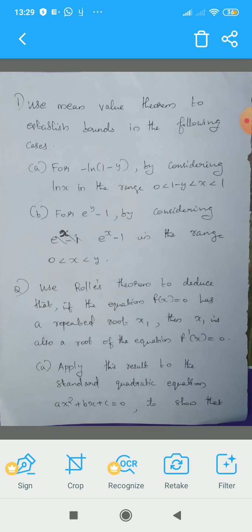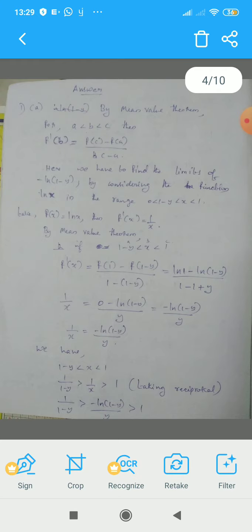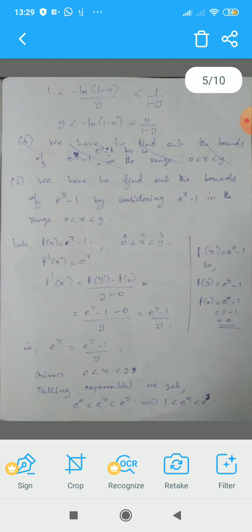So, in order to solve this problem, first I take which function? f of x is equal to e raised to x minus 1. What is f dash of x? e raised to x, right? Then again in this problem, in order to find out the bounds or limits, we have to apply which theorem? Mean value theorem. Here a is equal to 0, b is equal to y and c is equal to x, right?